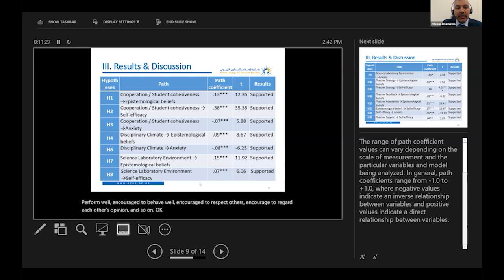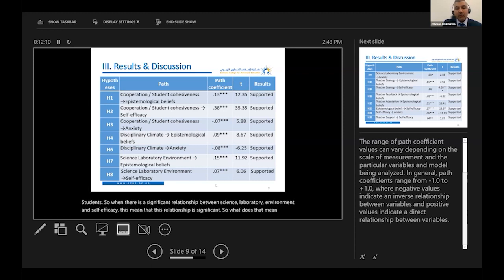Okay, let's take another example. Science laboratory environment and self-efficacy. There is a significant difference between these two variables based on the PISA attempts. By the way, PISA studies are considered. Why? Because we are talking about a big number of students involved in this research. We are talking about thousands, in this case, in the United Arab Emirates, we are talking about 14,000 students. So when there is a significant relationship between science laboratory environment and self-efficacy, this means that this relationship is significant. So what does that mean?